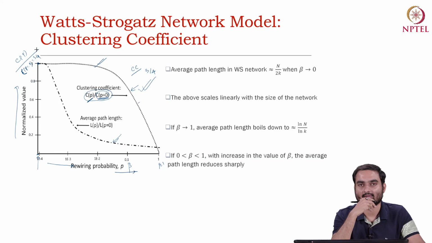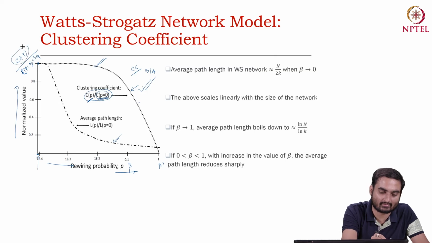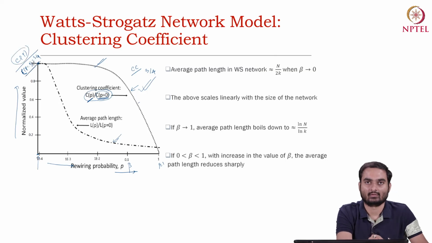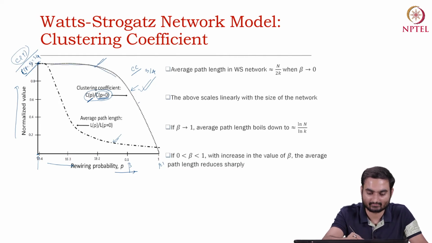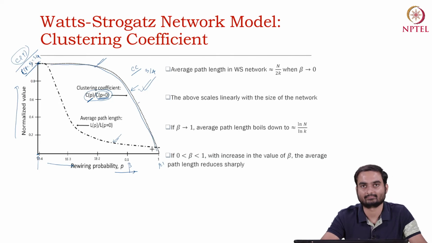So what would happen? The clustering coefficient will decrease, because you are now doing random rewirings. So the connections among your neighbors will decrease. So the clustering coefficient will decrease. So the numerator will decrease, denominator will remain same. The numerator will decrease, so therefore the ratio will also decrease. As you see here, the ratio is decreasing with the increasing p.